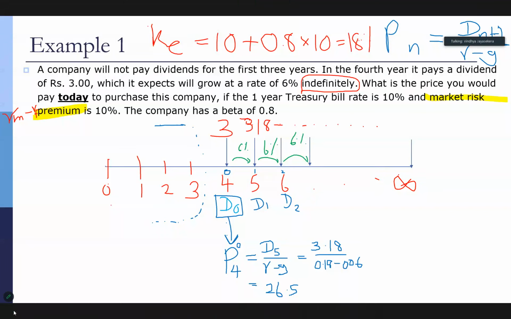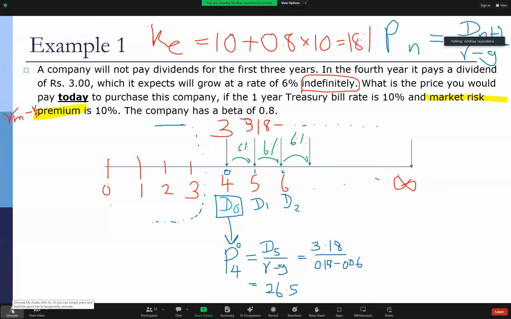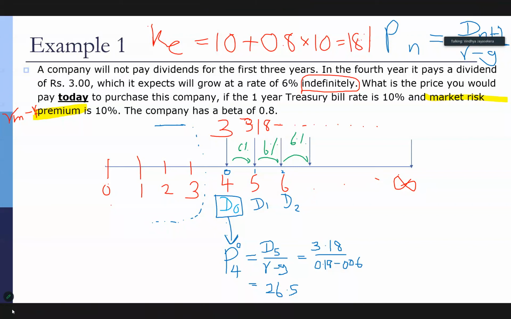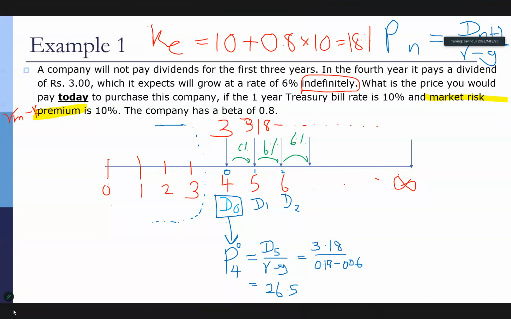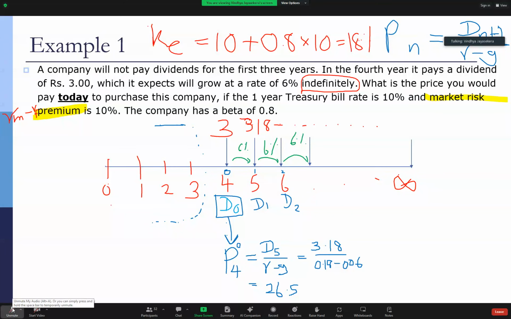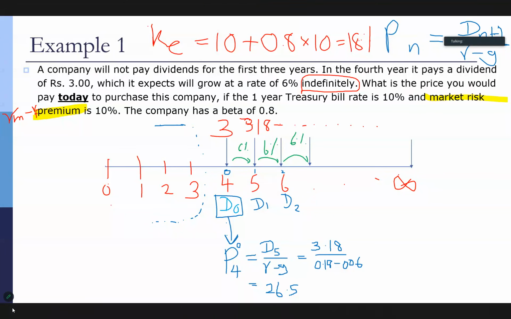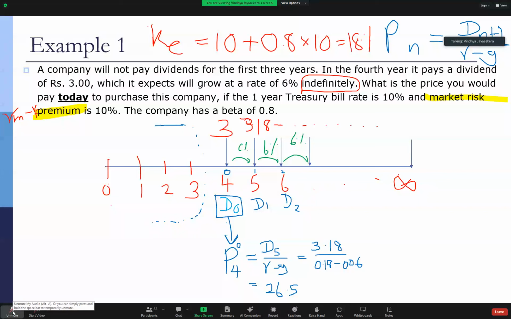No. I agree with you, Charlie, that it should be discounted. But here we are looking at the fact that today is year 4. Today is 2028. We are in 2028 right now. Is the value of my company 26.5? So how much should it be? You were a little unclear. You said no. And then what did you say?